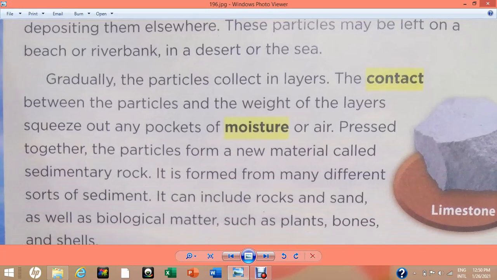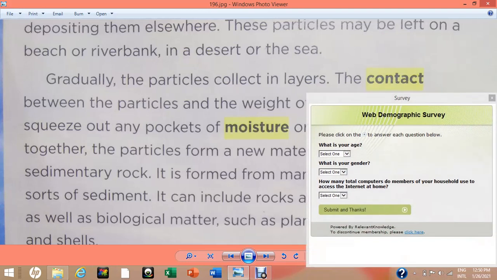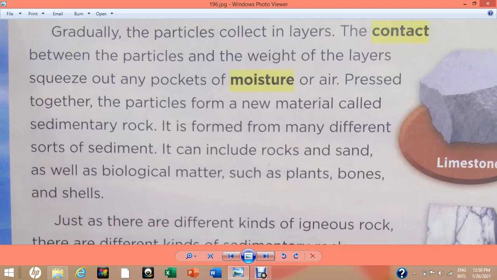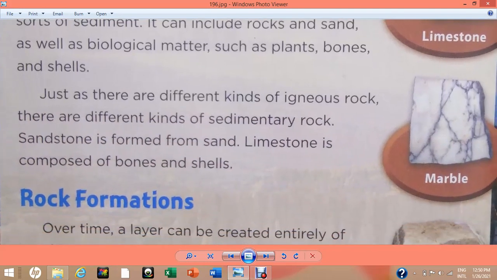Gradually, the particles collect in layers. The contact between the particles and the weight of the layers squeeze out any pockets of moisture or air. Pressed together, the particles form a new material called sedimentary rock. It is formed from many different sorts of sediment. It can include rocks and sand, as well as biological matter such as plants, bones, and shells. Just as there are different kinds of igneous rock, there are different kinds of sedimentary rock. Sandstone is formed from sand. Limestone is composed of bones and shells.